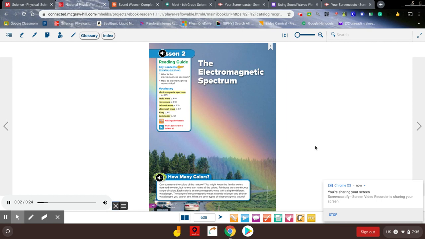Inquiry. How many colors? Can you name the colors of the rainbow? You might know the familiar colors from red to violet, but no one can name all the colors. Rainbows are a continuous range of colors. Each color is an electromagnetic wave with a slightly different wavelength. What are the various types of electromagnetic waves?